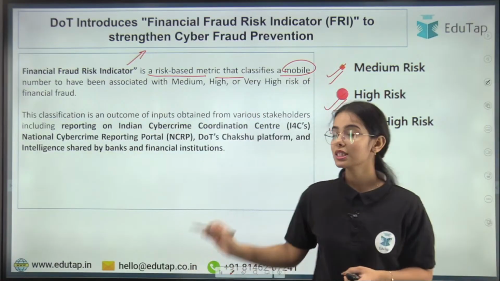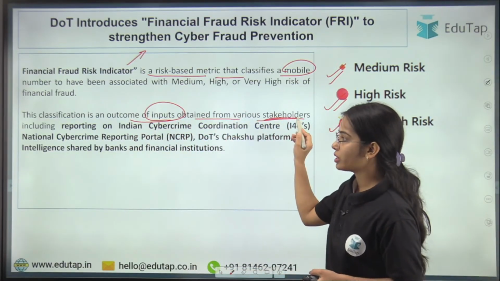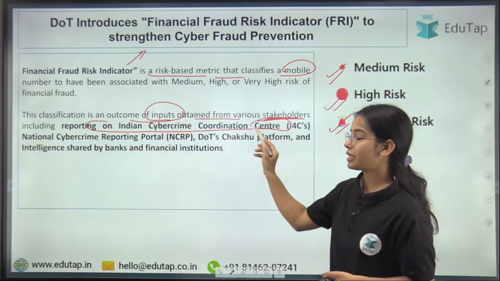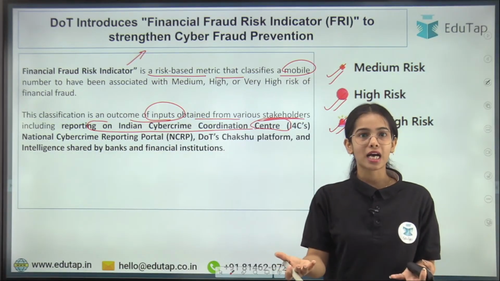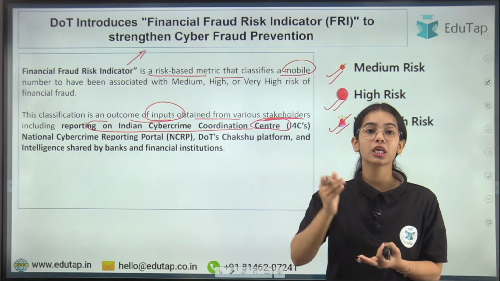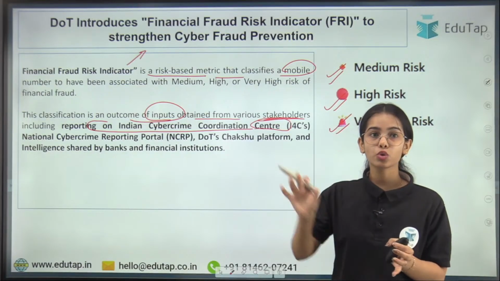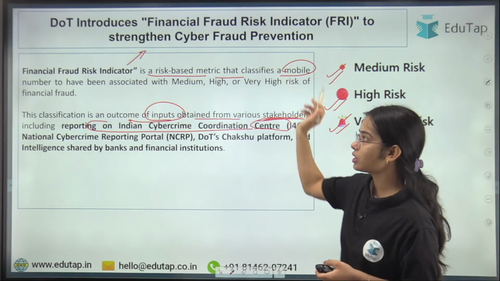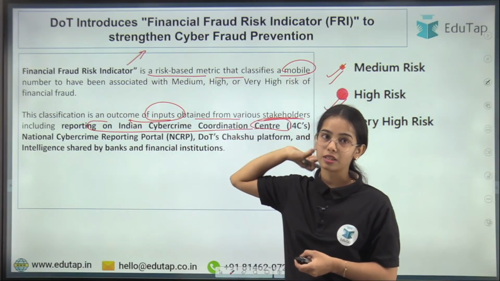Now this classification is an outcome of input obtained from various stakeholders, including reporting on the Indian Cybercrime Coordination Center. So if, let's say, some person has reported that fraud has happened with me, and I got the call or the SMS or the WhatsApp from this mobile number, so reporting has happened on the Indian Cybercrime Coordination Center. So the data will go here that this number was engaged in the fraud.